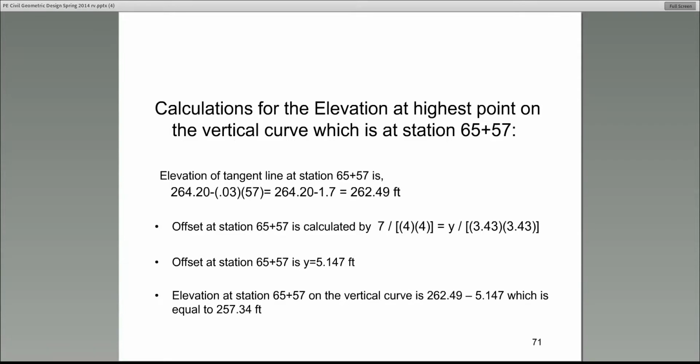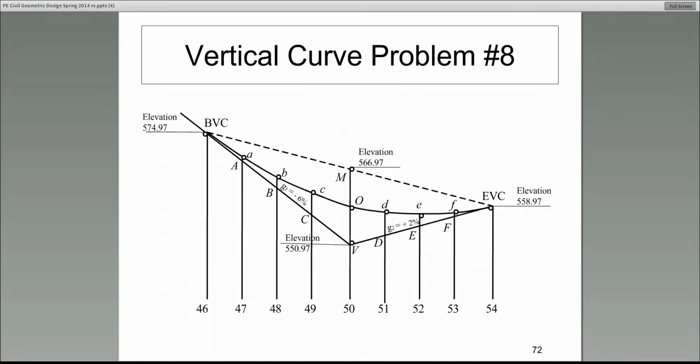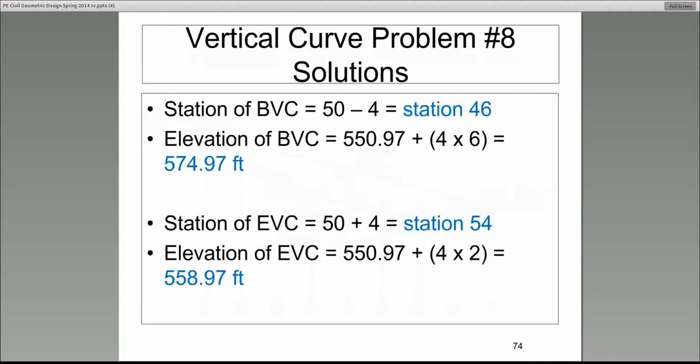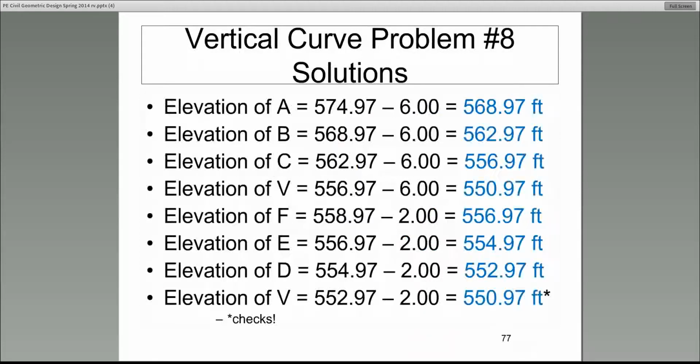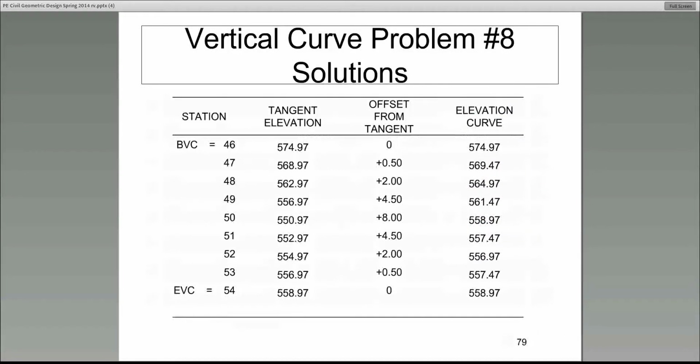Basically, I'll tell you. You identify the location, then you find the elevation on the grade or the gradient line, then you calculate and subtract the offset from it, and it gives you the elevation on the curve. Follow that on your own, and if you have any questions, let me know. Problem number 8 is a typical vertical curve. I will leave this for you to review. Use this to practice what I just showed you.